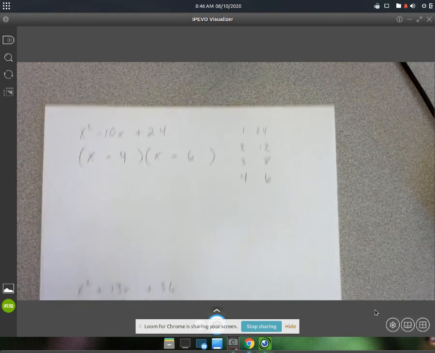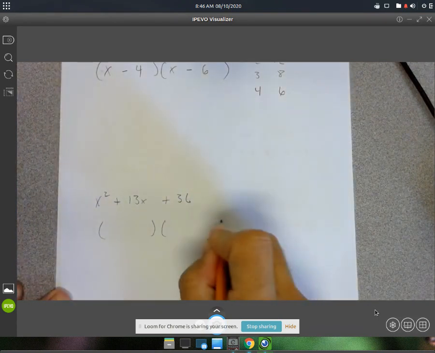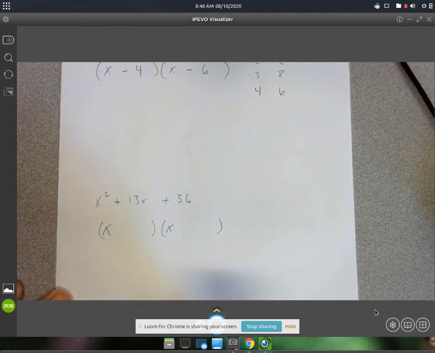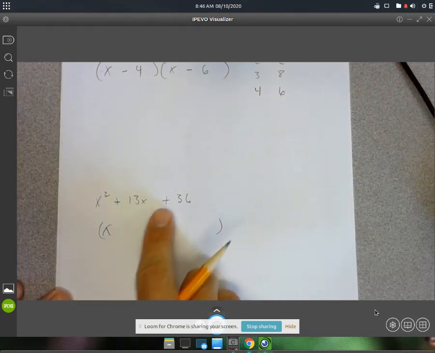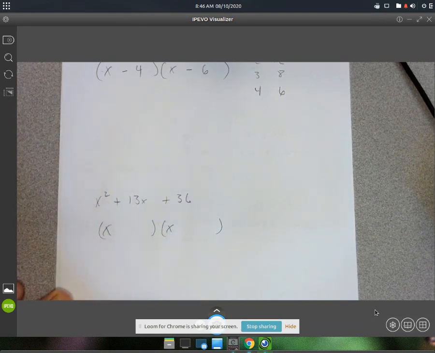All right. Our next example. Two binomials, x times x gives us x squared. This is a positive, so they have to be the same signs. This is positive, so they're both going to be a plus sign.